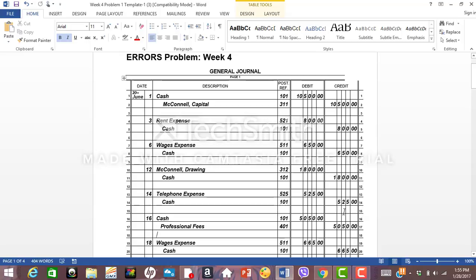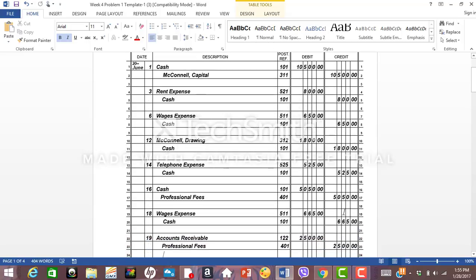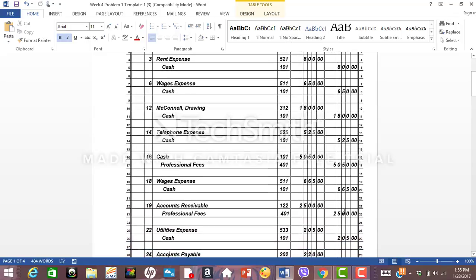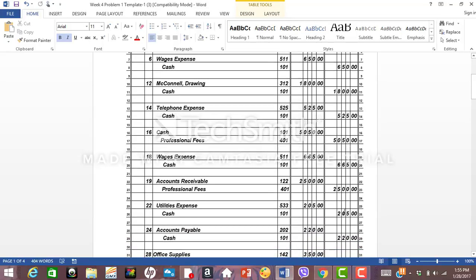Cash would be debiting. Professional fees, obviously revenue, would be crediting. Wages expense debiting, cash would be crediting. Accounts receivable debiting, professional fees crediting. That's all good so far.